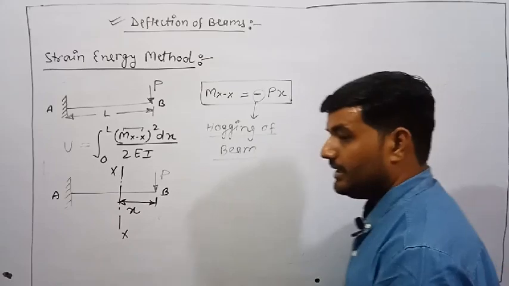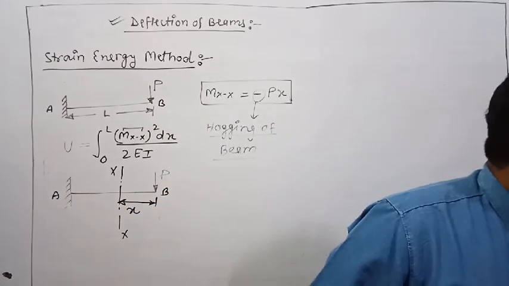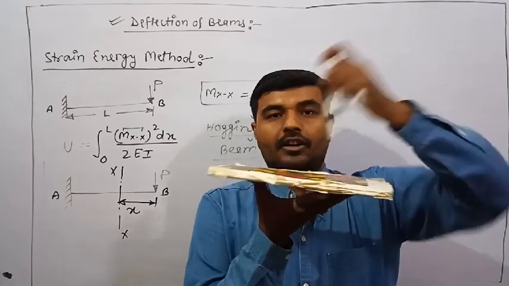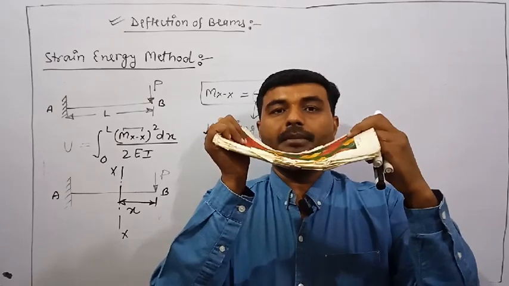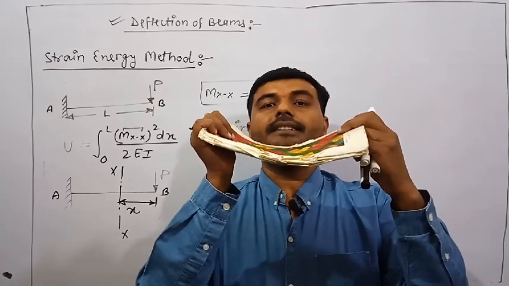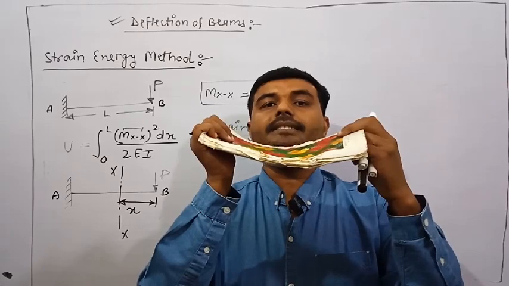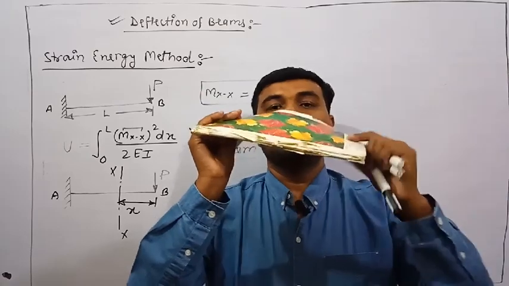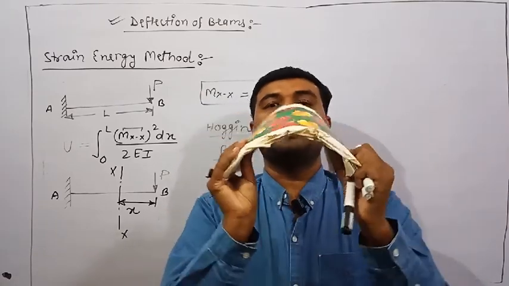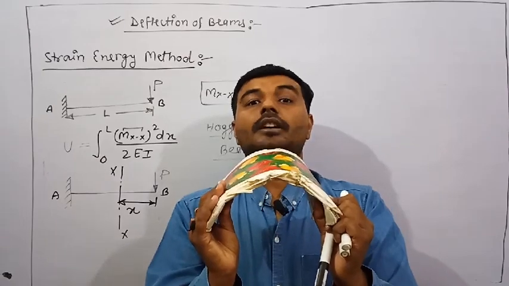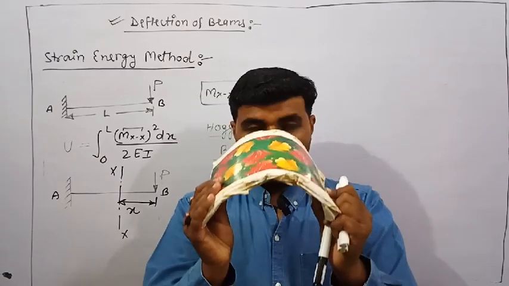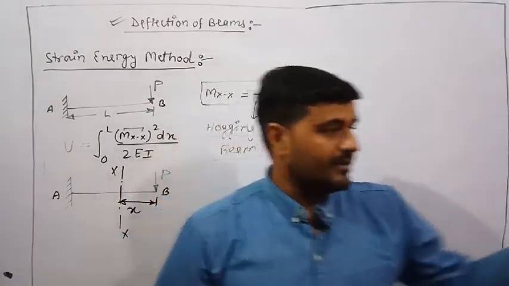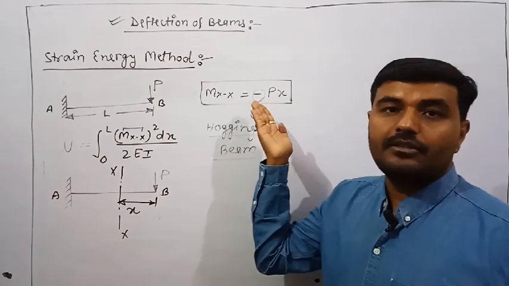What is hogging here? Suppose I am considering this copy as a beam. If I apply a load, the copy will bend like this. This type of bending is known as sagging bending moment. In case of a cantilever beam, I have fixed it from here and I am applying load like this, the copy will bend like this. This type of bending is known as hogging bending moment. Hogging bending moment is considered negative and sagging bending moment is considered positive. That's why we have taken the negative sign over here.